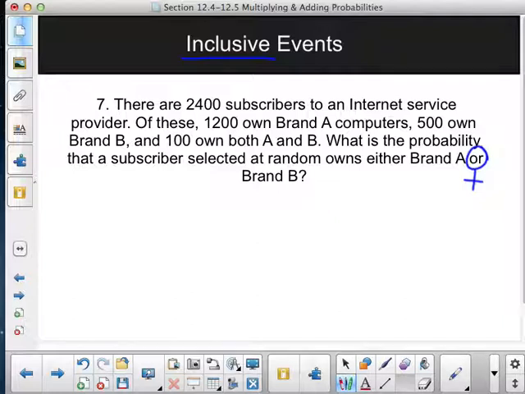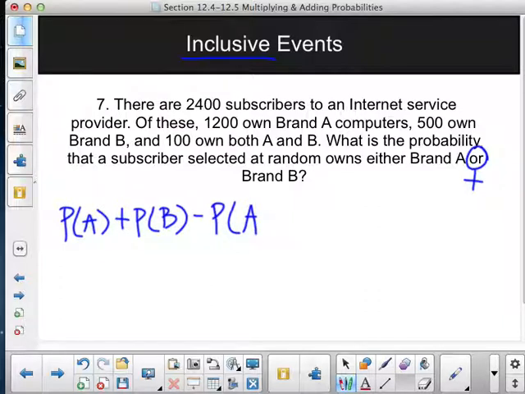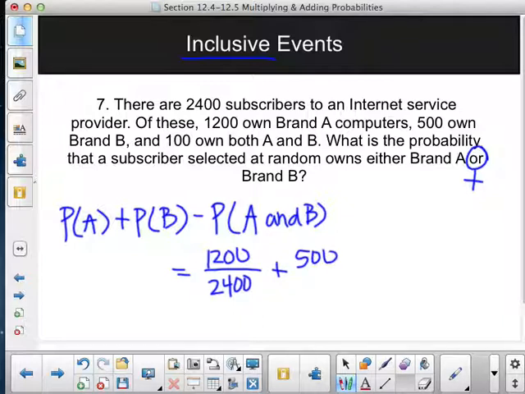So I need to figure out the probability of owning brand A plus the probability of owning brand B, and then subtract the probability of those who own brand A and B. Probability of owning computer A: there's 1,200 out of my total 2,400, plus my people who own brand B, 500 out of my total 2,400. Now I subtract when they own both. There's 100 that own both, so it's 100 over 2,400.